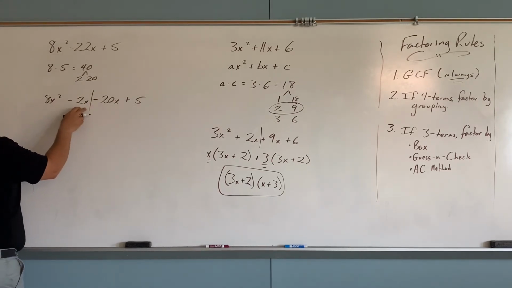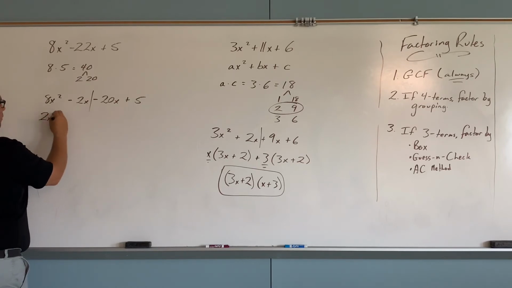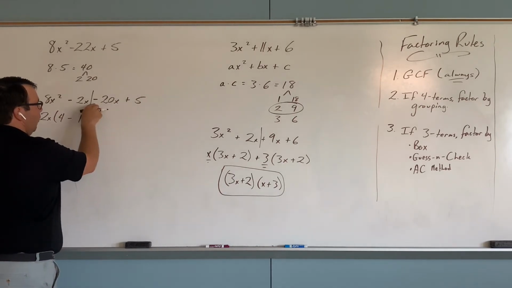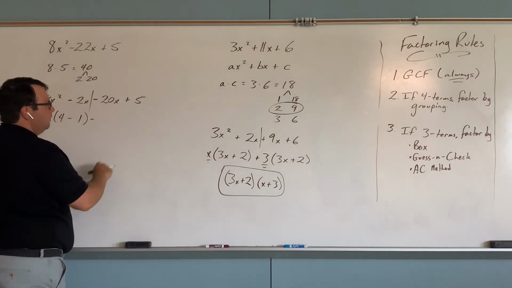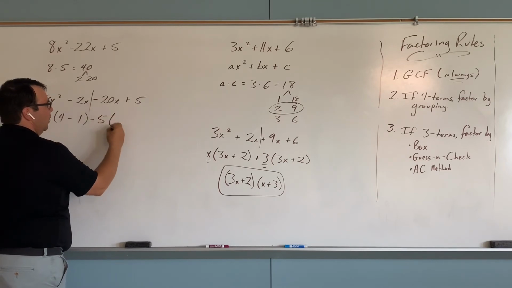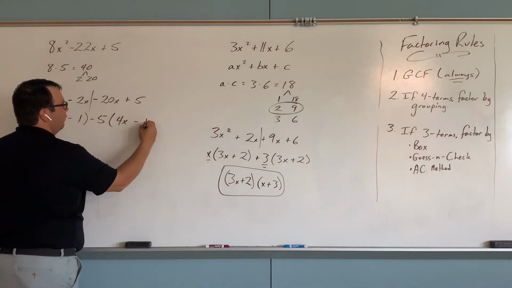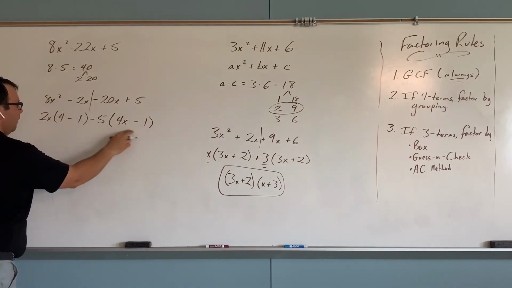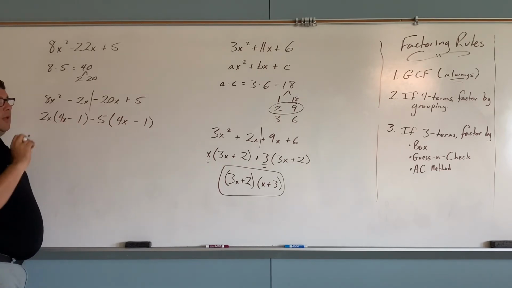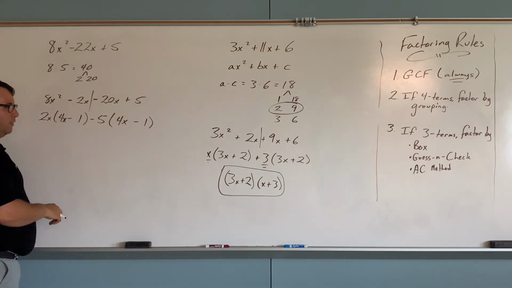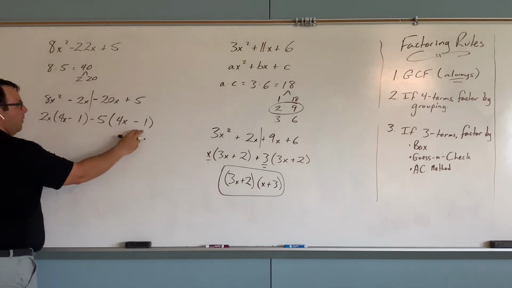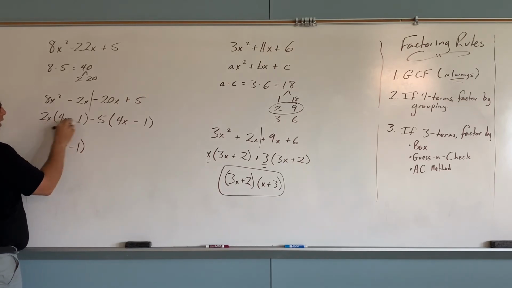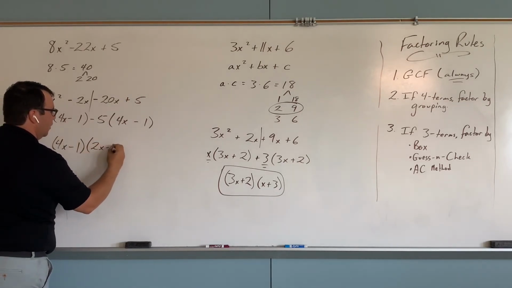Now I'm looking at this. I can pull out a 2x from both of these. That leaves me 4 minus 1. Over here, I want a sign change, so I'm going to pull out a negative. 5 goes into both of these. That leaves me 4x minus 1. Remember, you had a sign change, so make sure you change it. I can pull out, oh, that's a 4x. Obviously, I wasn't watching as I was stating it. I can pull out my 4x minus 1 now. And then I have 2x minus 5 left over.